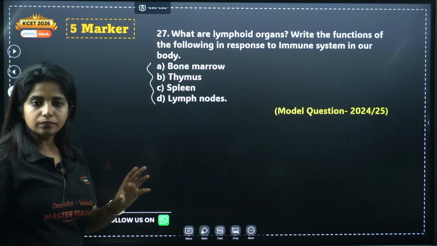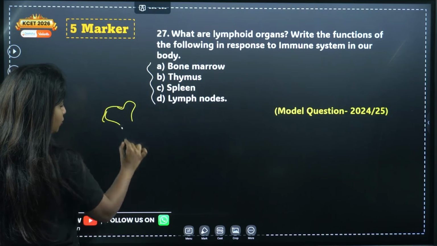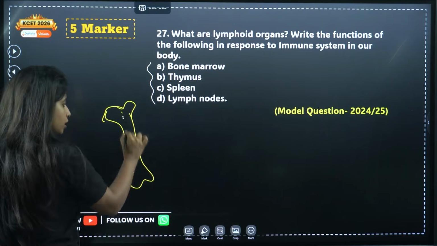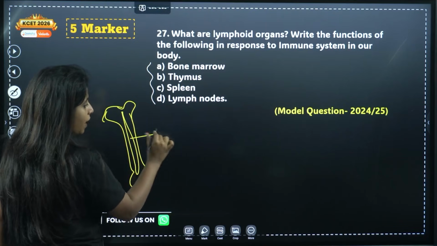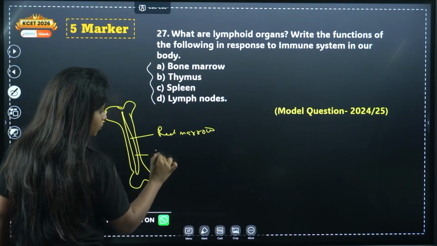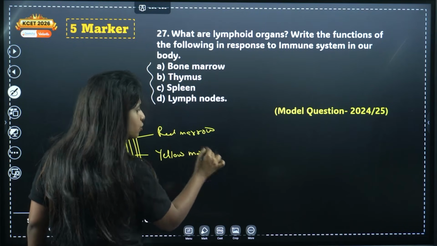So, bone marrow is basically the thing which you have inside the bones. Now within the bone marrow you have two things. You have red marrow and you have yellow marrow. Yellow marrow is basically responsible for production of fat and also for production of the new bones out there.